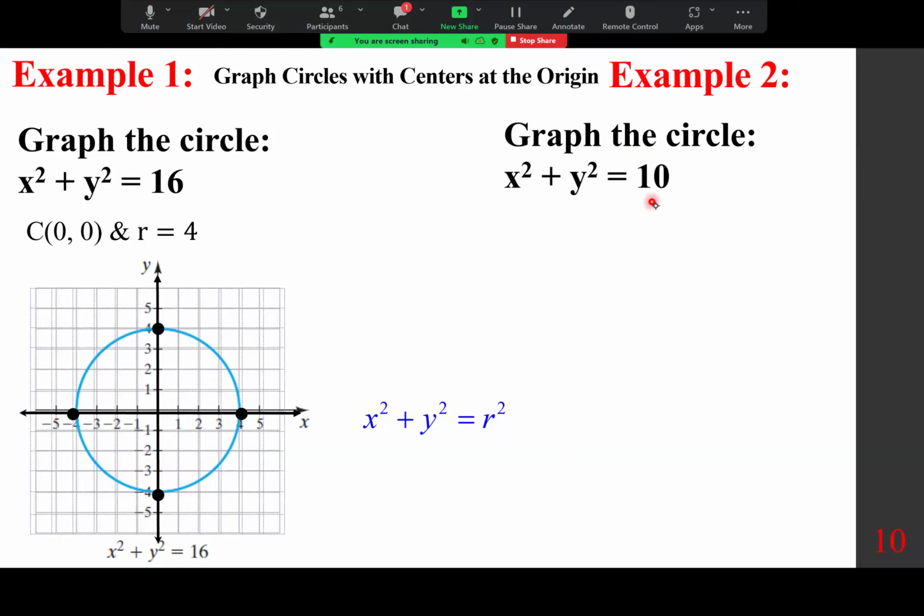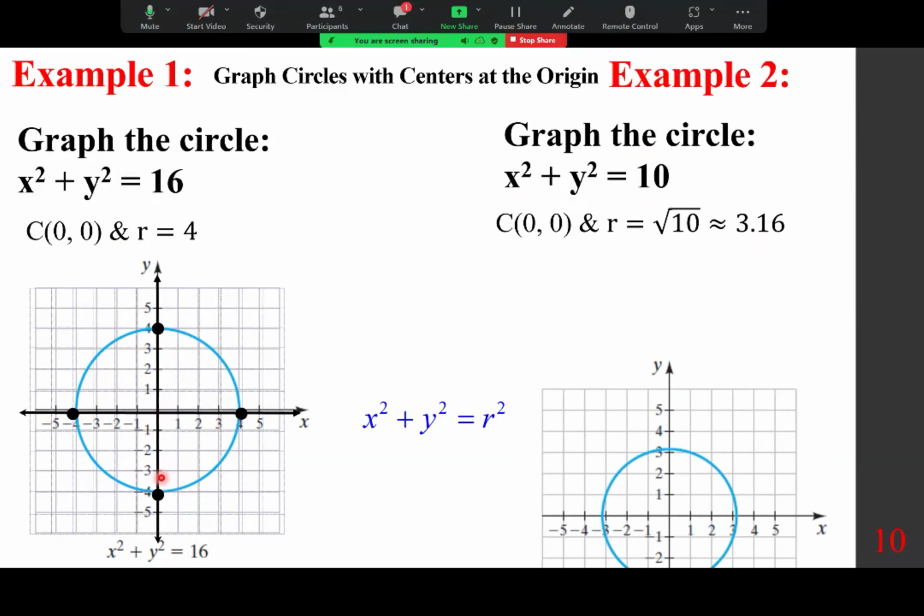In this case, x squared plus y squared equals 10. Again, we have the same center, but the radius is square root of 10, and square root of 10 is about 3.16. So you do the same thing. Here's the center. 3.16 is roughly here. So you have 1 point here, 1 point here, 1 point here, 1 point here. Put them together, and it looks like this.